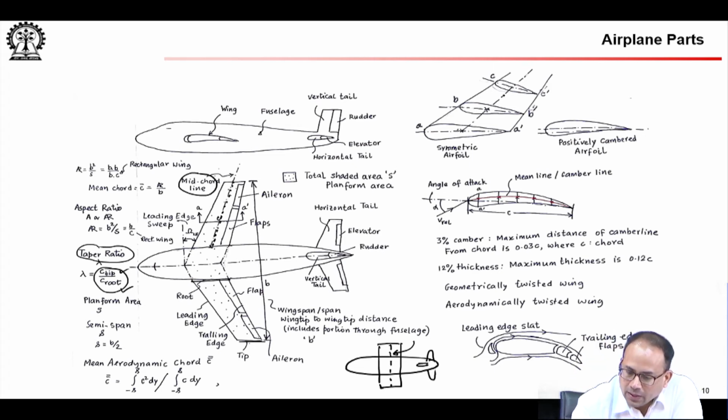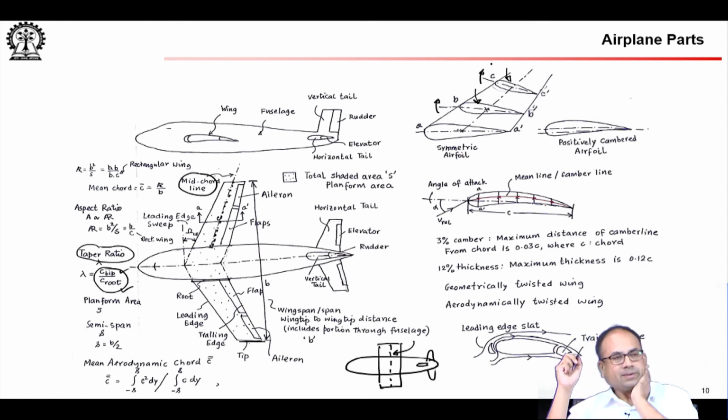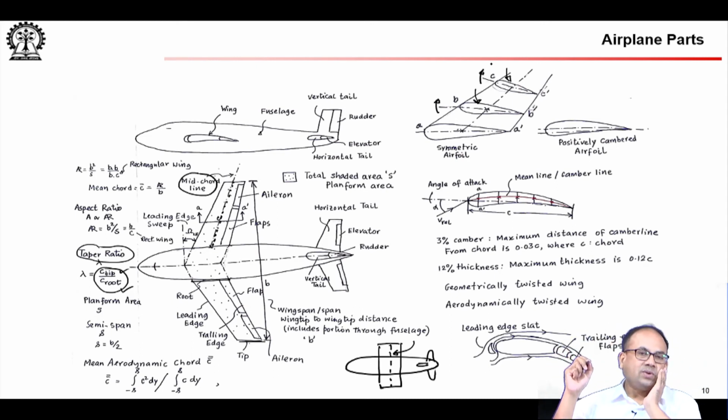Now, here you see that it is possible that I have the same airfoil cross section, but I have twisted this with respect to each other. So, the chord of A and the chord of B and the chord of C may not be in the same plane. So, then we say it is a geometrically twisted wing. Okay. So, we have the same airfoil cross section at these different cross sections away from the fuselage, but they are not in the same plane.